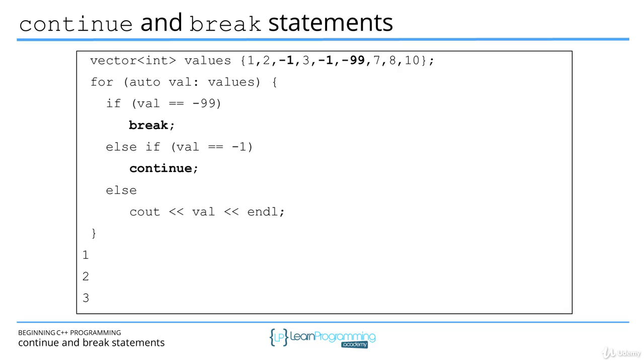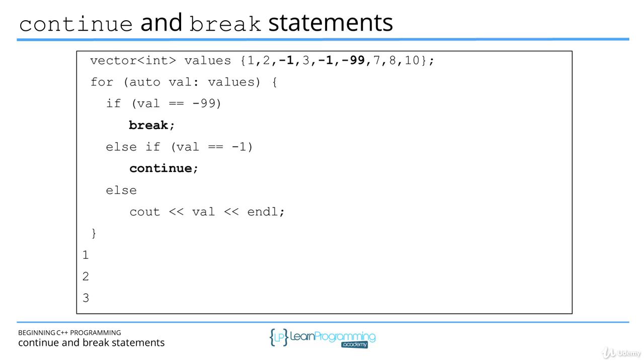In this example, we have a vector of integers. Let's assume that this data comes from some sort of device, and occasionally we get noise in the data. The noise is represented by the -1. We really don't want to process the noise, we want to ignore it. We also need to stop processing when we get the stop signal, which is represented by -99.